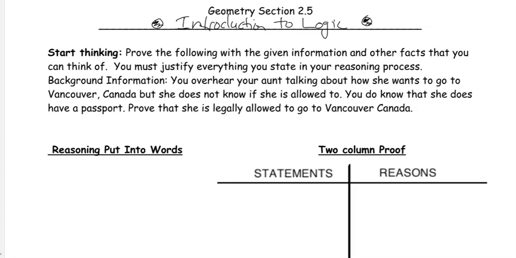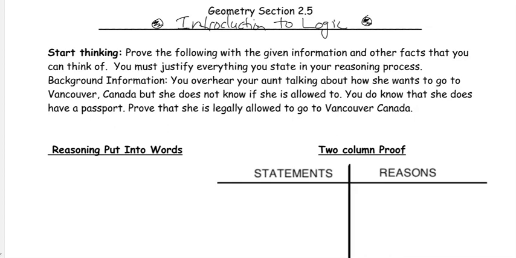So on this one right here, it says, prove the following with the given information and other facts that you can think of. You must justify everything you state in your reasoning process. Background information. You overhear your aunt talking about how she wants to go to Vancouver, Canada, but she does not know if she is allowed to. You do know that she does have a passport. Prove that she is legally allowed to go to Vancouver.